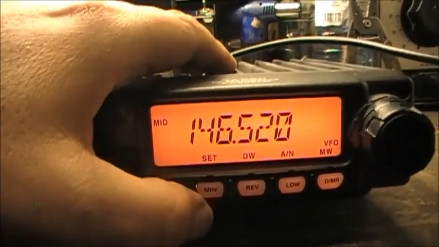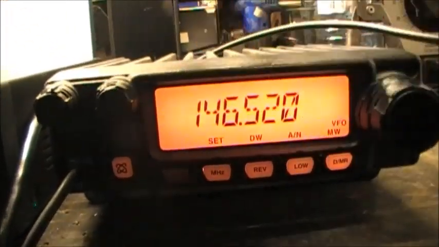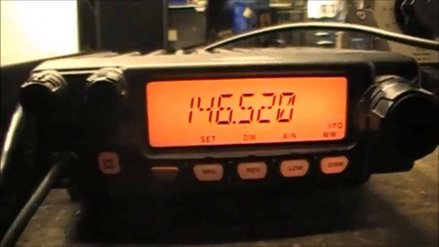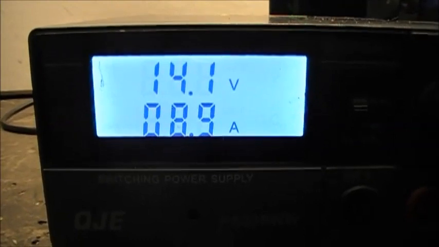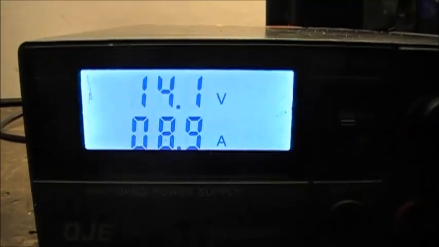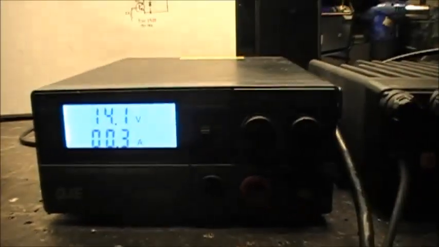Now let's put the radio on full power. That should be maximum RF power. Victor Ocean 1, Mike Delta Sierra testing, 1, 2, 3, 3, 2, 1. And she draws 8.9 amps.